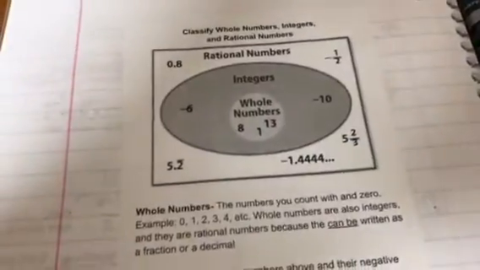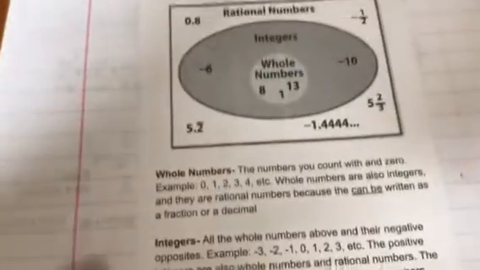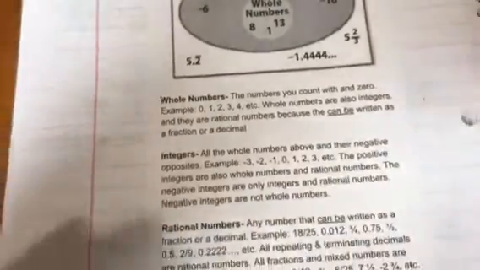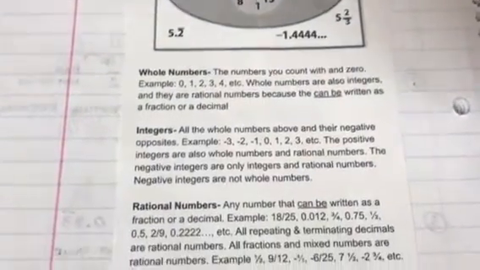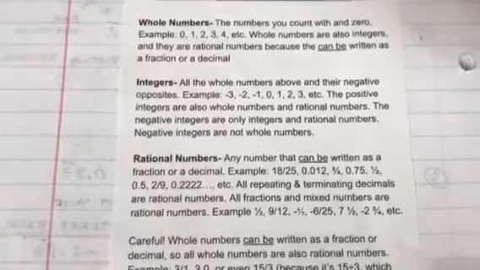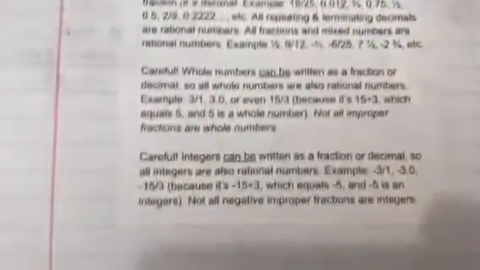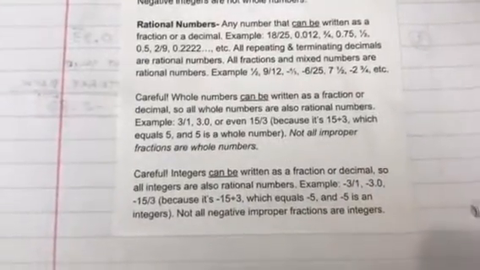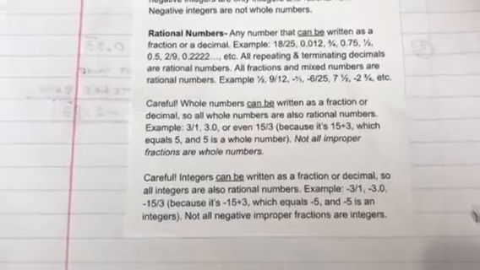So it's a hard way of thinking about this for students, but I'm not going to go into a bunch of detail because this document that they have in their journal gives examples of what whole numbers are, what integers are, and what rational numbers are. And it talks about a couple of situations that are kind of rare and things you need to watch out for.